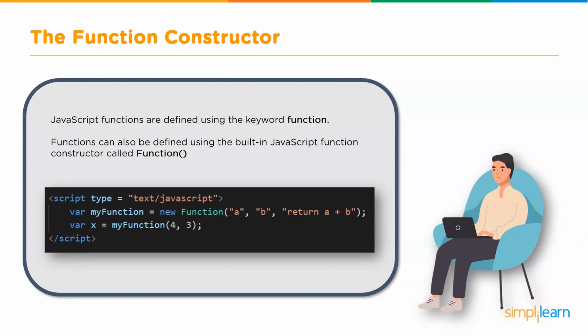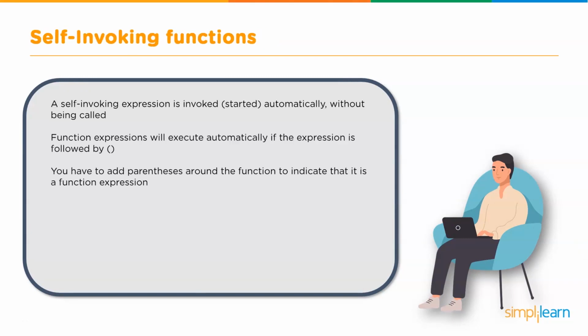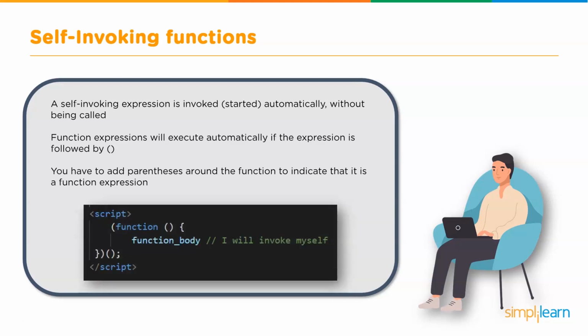Next up, we learn about self-invoking functions. Now, as the name suggests, these functions are invoked automatically without being called. Previously when we learned about function expressions, we saw that parentheses were crucial. So you have to add parentheses around the function to indicate that it is a function expression. So here is a syntax for you. What we've done is we've made sure we've enclosed the entire function within parentheses. So let me help you with that.